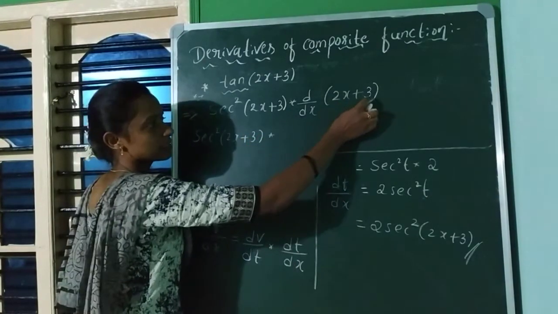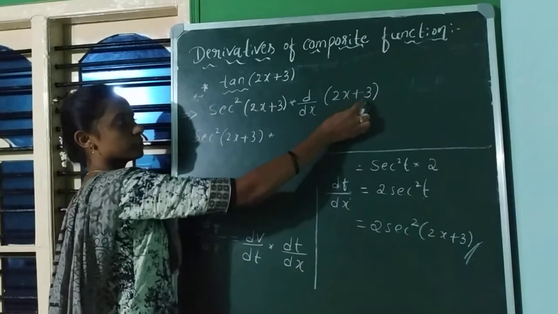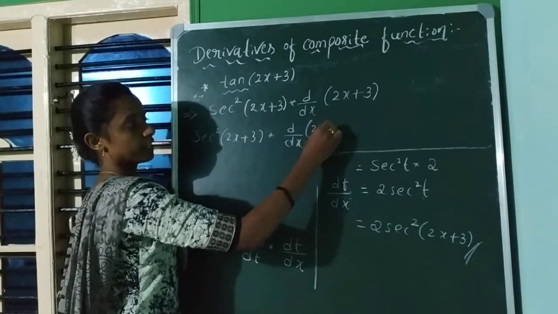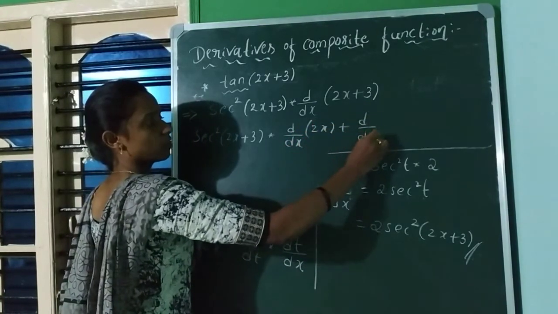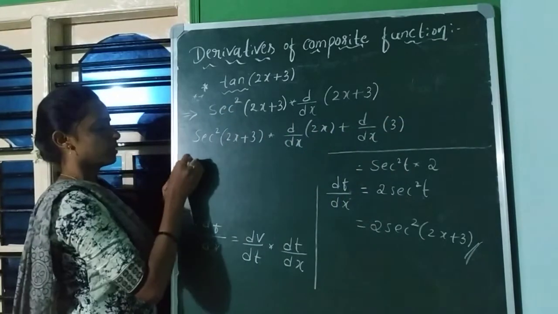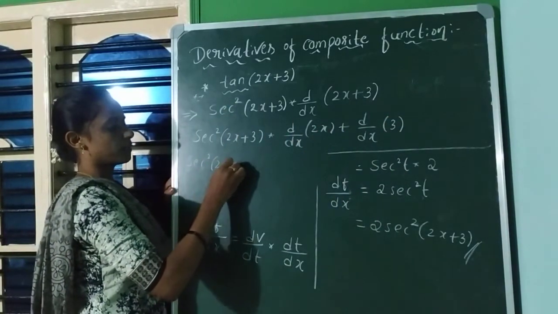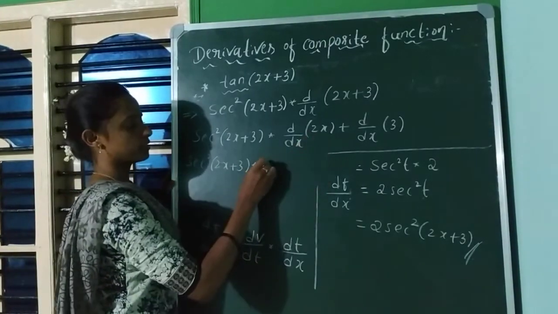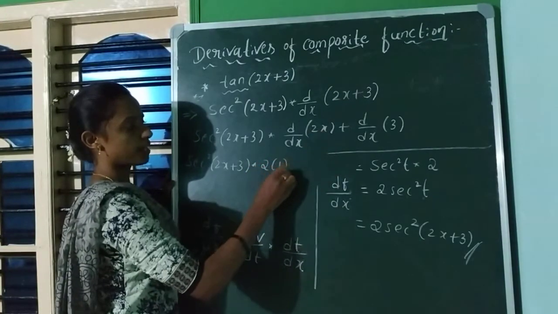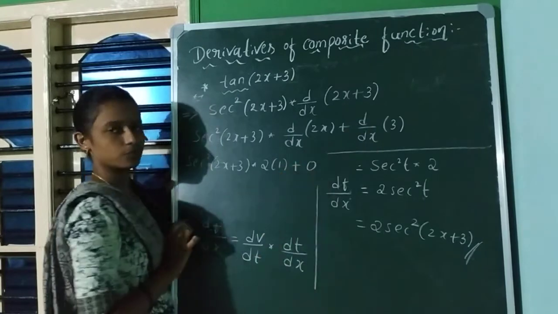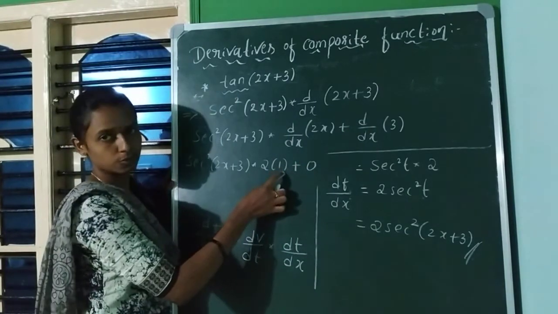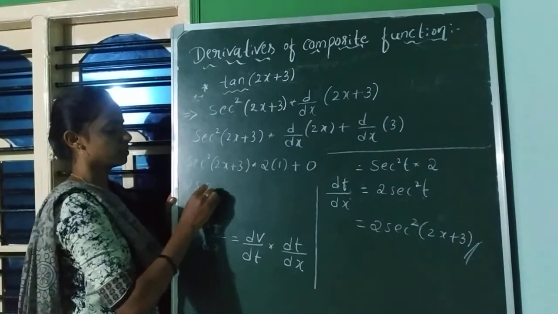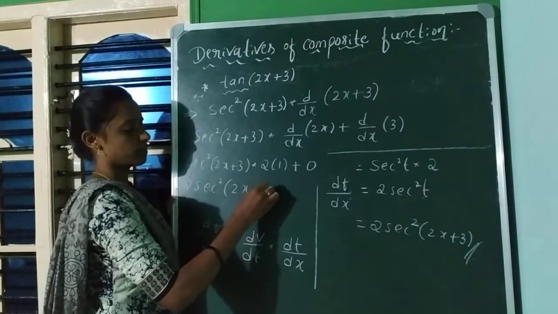As I said, it is the sum of 2 terms. You need to differentiate both the terms separately. It's nothing but d by dx of 2x plus d by dx of the constant 3, with secant square 2x plus 3. As I said in the same problem while applying the chain rule, in 2x, 2 is a constant, the derivative of x is 1 and the derivative of the constant is 0. Hence 2 into 1 is 2, 2 plus 0 is 2 only. Write the constant first. Therefore 2 secant square 2x plus 3.